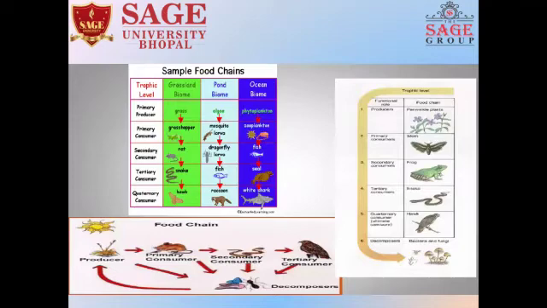A few more samples of food chains: trophic level in grassland biome, pond biome, and ocean biome, with primary producers, primary consumers, secondary consumers, tertiary consumers, quaternary consumers. In grassland biome, the food chain is grass to grasshopper, then rat to snake to hawk. Pond biome: algae, mosquito larva, dragonfly larva, fish, and raccoon. Ocean biome: phytoplankton, zooplankton, fish, seal, and white shark.